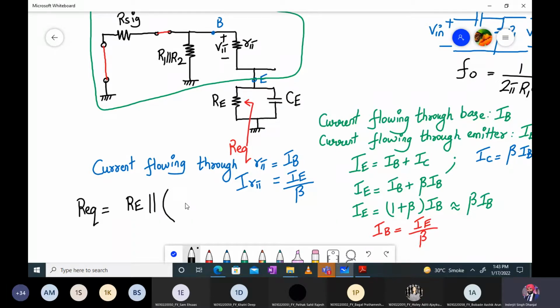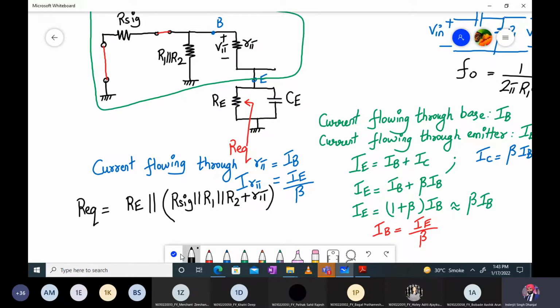Acha, tell me what is the relation between R sig, R1 and R2? They are in parallel, right? So can I write R sig parallel to R1 parallel to R2? Can I write this much? Now, what is the relation between R pi now? How can I write R pi? Is R pi parallel to R sig parallel to R1 parallel to R2, or in series? Series. Yes. Plus R pi. Correct.